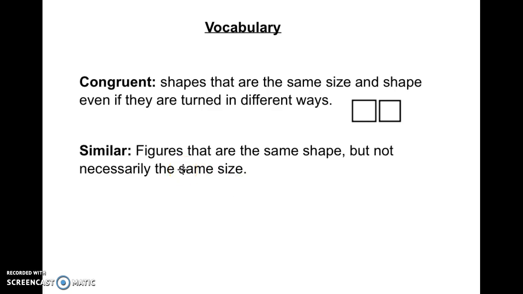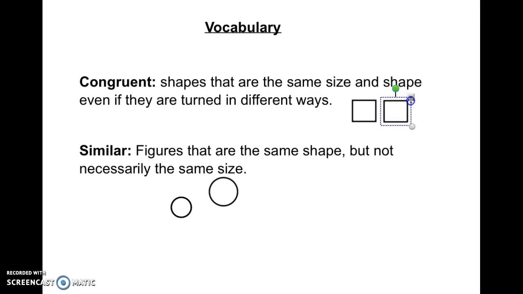Similar figures are figures that are the same shape but are not necessarily the same size. So for example, if I do one circle and then a bigger circle like that, these two shapes are similar. They're the same shape, but they are not the same size, versus these two. I'm going to delete this one and copy this one. There we go. Now they're exactly congruent. Same shape, same size. Okay?